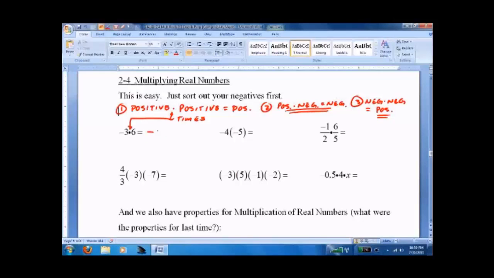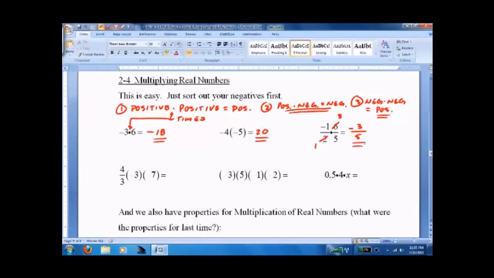So negative times a positive is a negative. 3 times 6 is 18. Negative times a negative is a positive, so I'm not going to write anything. 4 times 5 is 20. Negative 1/2 times 6/5 is a negative. And now, going forward, whenever I do a lesson with fractions, I'm going to always reduce first, because it makes your life a lot easier. So I know that 2 goes into 6 3 times. So there'll be 1, 2 here. There'll be 3 up there. 3 times negative 1 is negative 3 over 5.